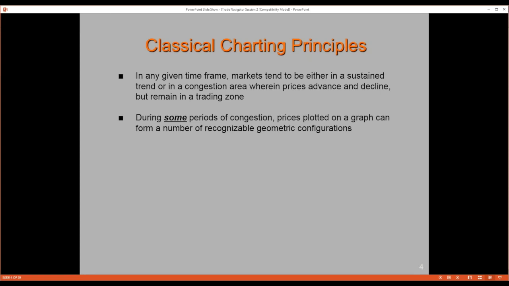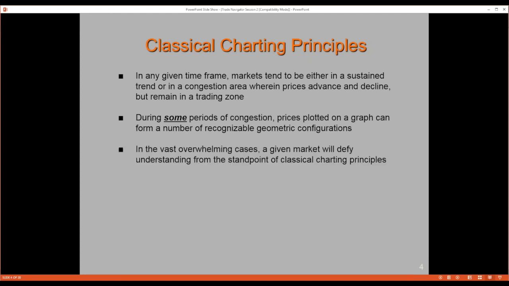During some, and I want to emphasize the word some, periods of congestion, prices plotted on a graph can form a number of recognizable geometric configurations, and I'll touch on the word some later. I'll try to open that up and unpack that a little bit. In the vast, overwhelming cases, a given market will defy understanding from the standpoint of classical charting principles.